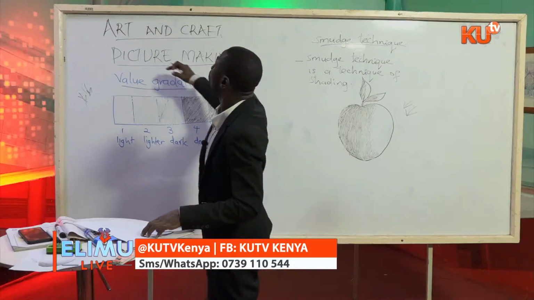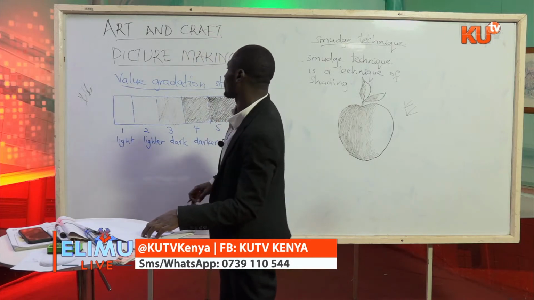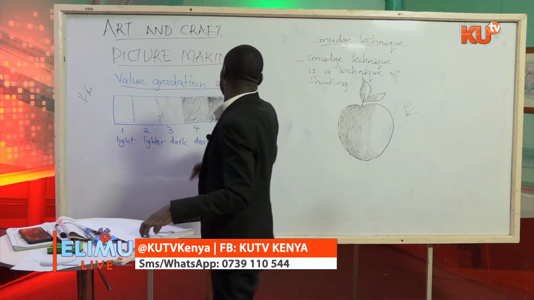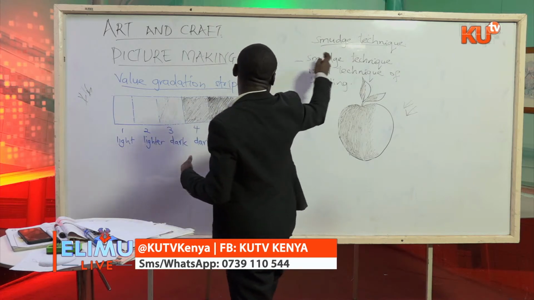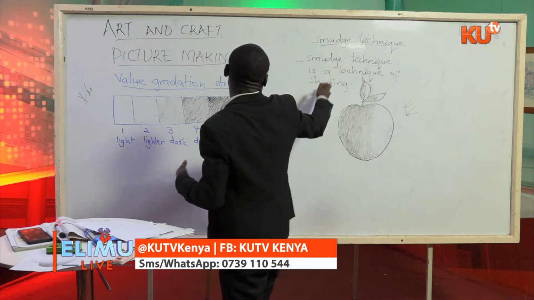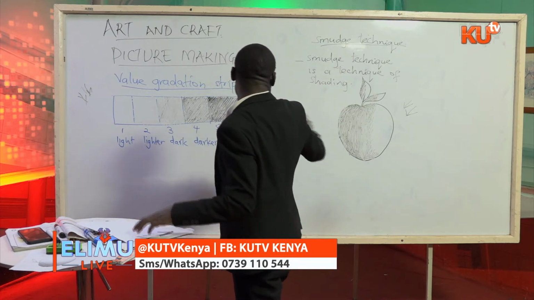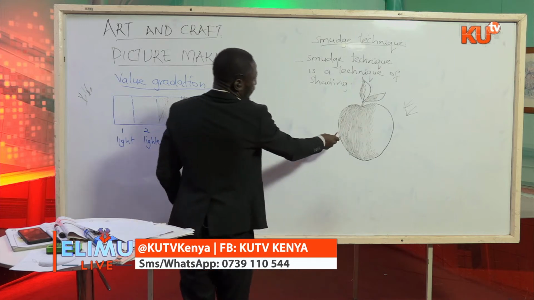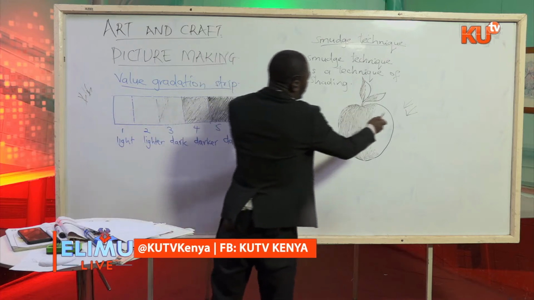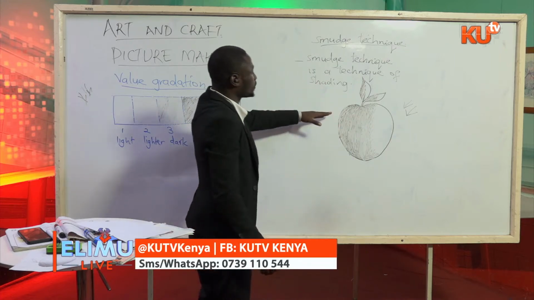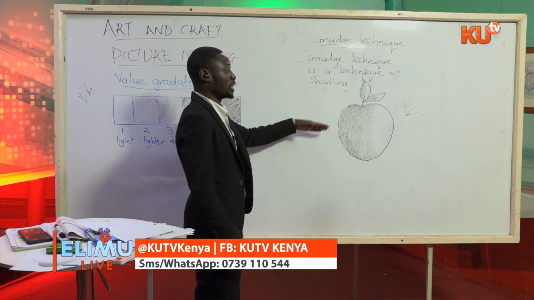We've said that we are making a picture through drawing. How are we going to draw? Through smudge technique. Smudge technique, like we said earlier, is a technique of shading. We have drawn an apple here, and we have identified which side is lighter and which side is darker through shading.